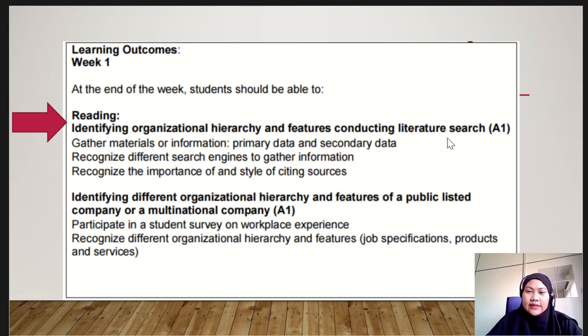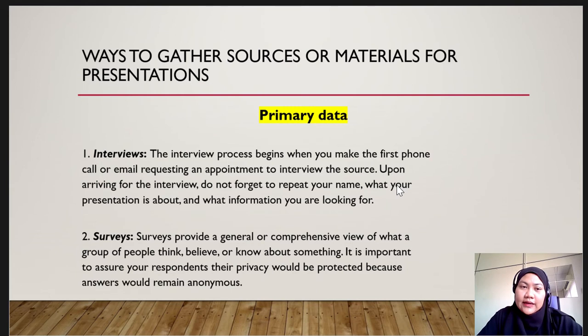We are going to look at the types of data, primary and secondary data, and then I'm going to let you know the different search engines to gather data information, and then recognizing the importance and the style of citing sources. We are not going to do that today, perhaps later. Basically, there are many ways to gather sources or material for presentation, but these are the most famous, the most common ones employed by researchers or students.